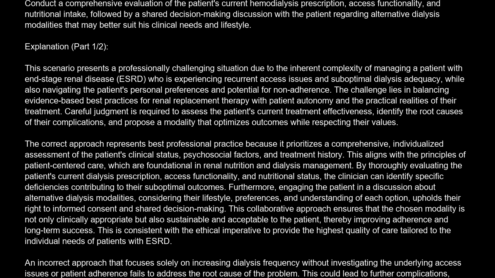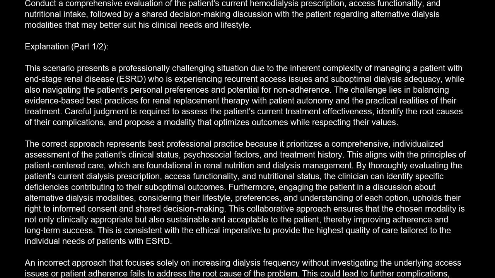Explanation. This scenario presents a professionally challenging situation due to the inherent complexity of managing a patient with end-stage renal disease, ESRD, who is experiencing recurrent access issues and suboptimal dialysis adequacy, while also navigating the patient's personal preferences and potential for non-adherence. The challenge lies in balancing evidence-based best practices for renal replacement therapy with patient autonomy and the practical realities of their treatment.